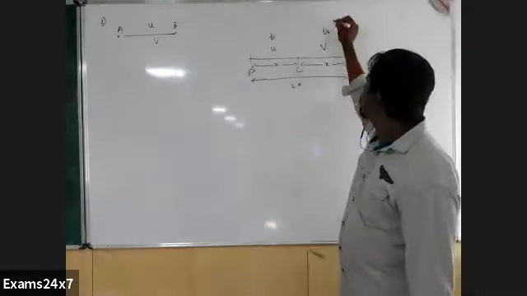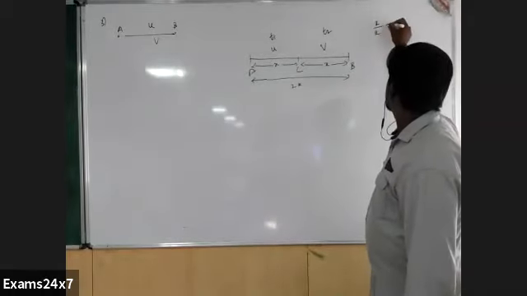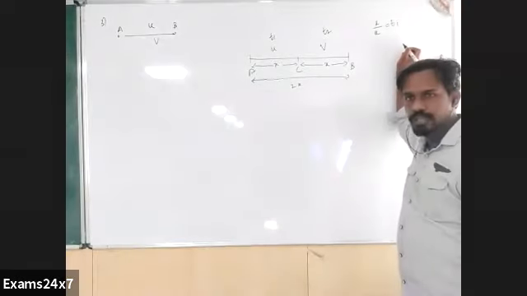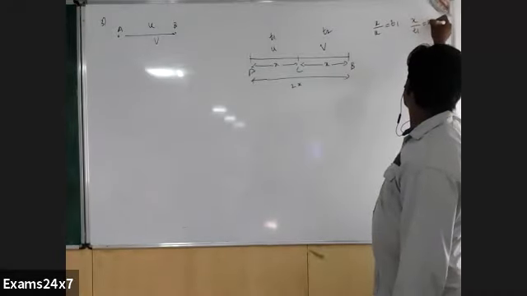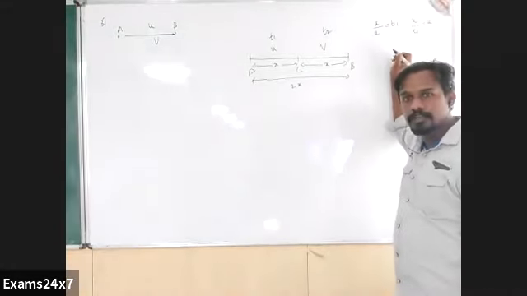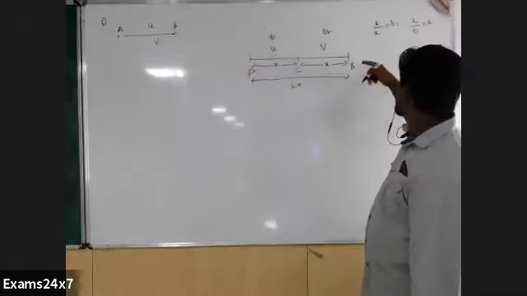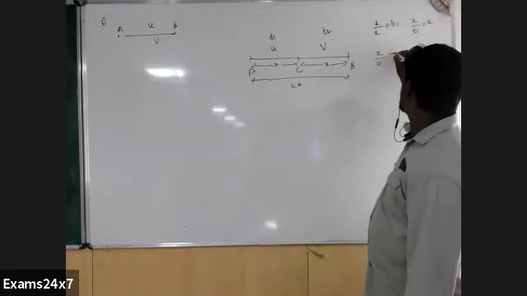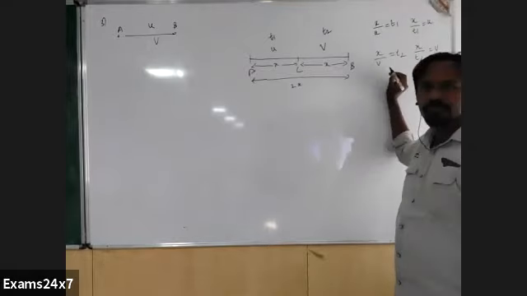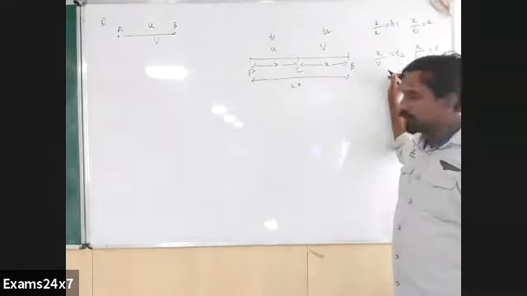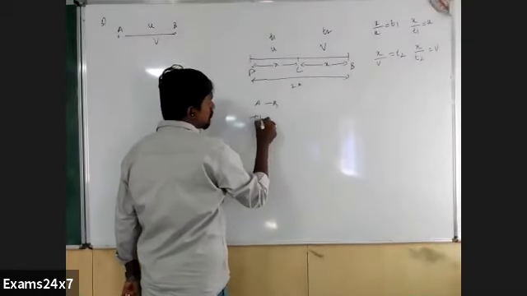Time taken is t2. Tell me, x by u is equal to t1, or x by t1 is equal to u. Any doubt in this? Distance by time is equal to velocity, or distance by velocity is equal to time. Second half, x by v is equal to t2, or x by t2 is equal to v. Any problem? No. You tell me, from A to B, what is the total distance or total displacement?